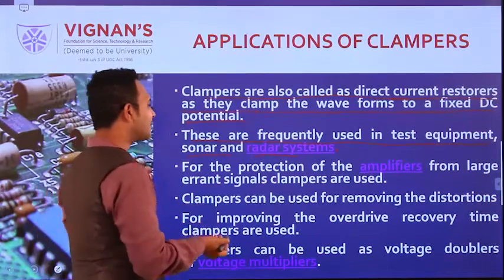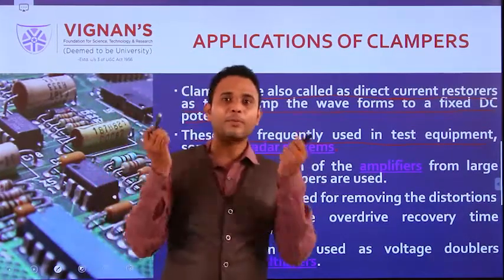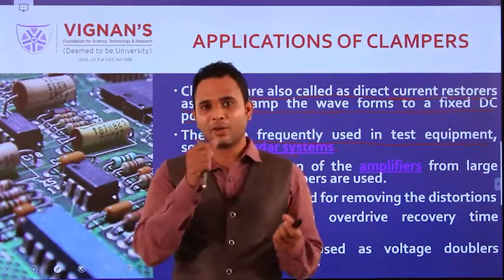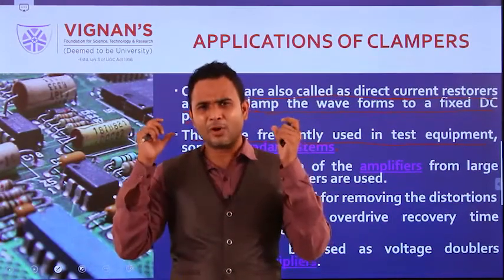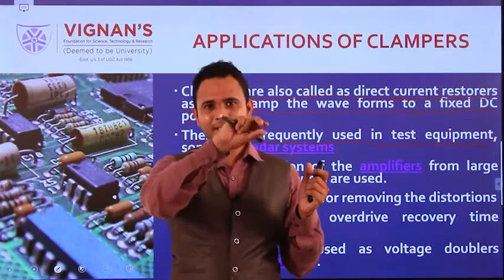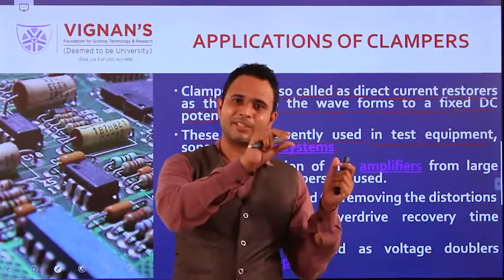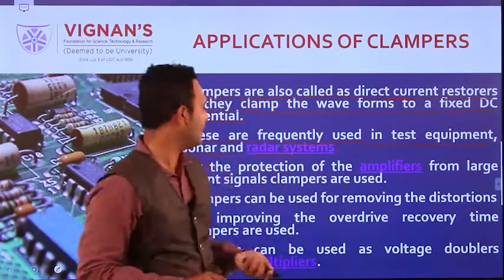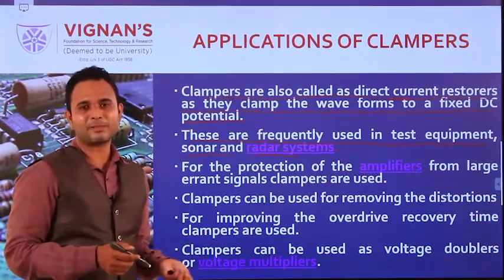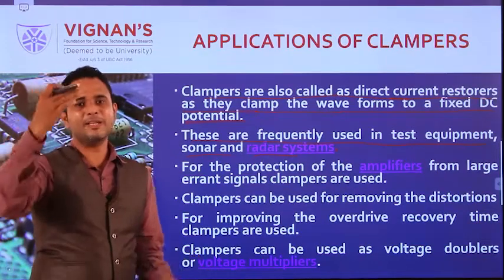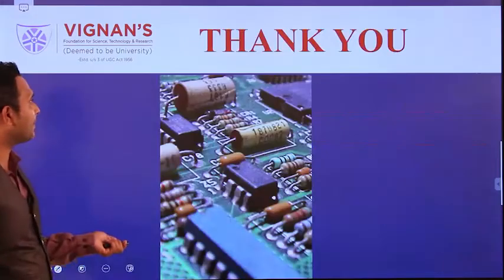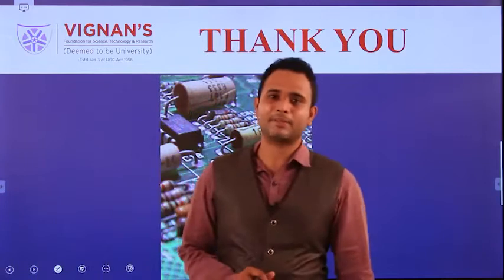For amplifiers also we use clampers to set DC restoration points. Why? Because sometimes when I am talking in the mic, some high noise or sound comes, and that sound we can adjust along with the DC level. When the DC level is adjusted, my sound comes normally. Like that clampers are used. Clampers are also called voltage multipliers. Why? Because we consider Vm, and we shift it to 2 Vm times, so this is also called a voltage multiplier. This is about the clampers.